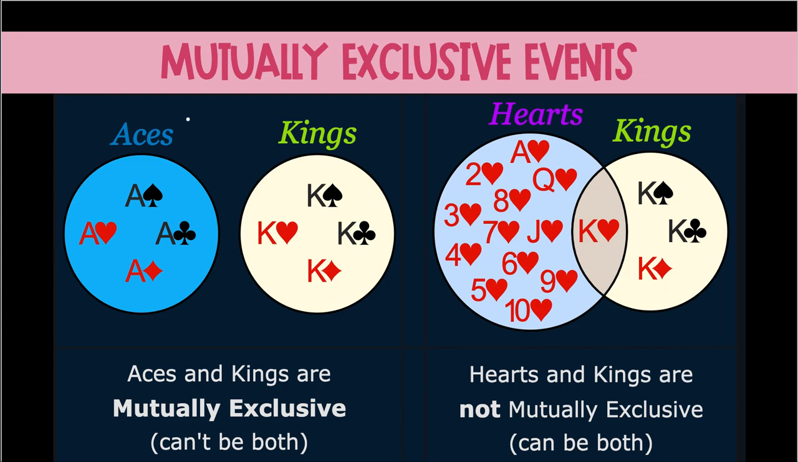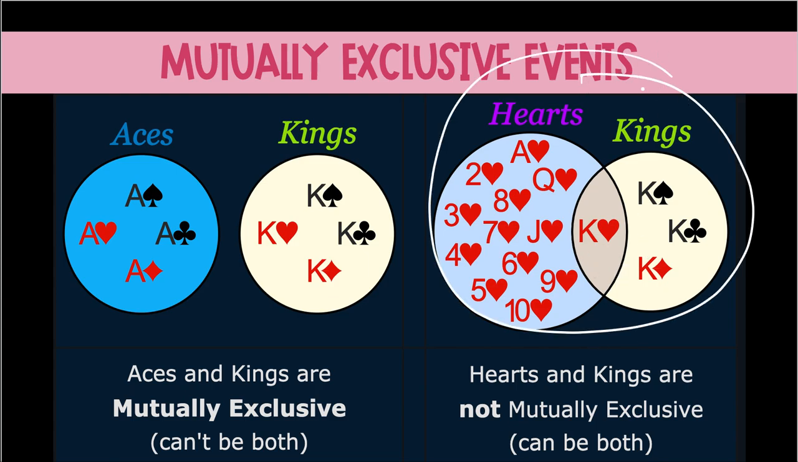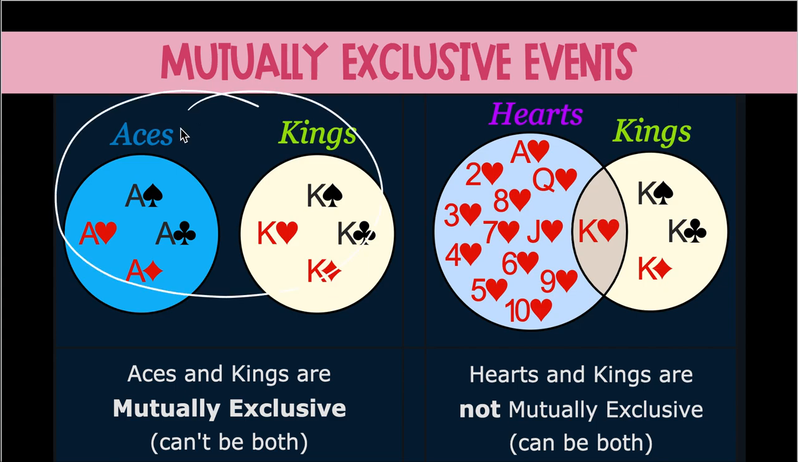For example, getting an ace and getting a king. It's either or. You cannot have an ace king when you draw a card from a deck of cards. But if we were talking about the events getting a heart or getting a king, we do have one card that is both a king and a heart. Hearts and kings would be not mutually exclusive events. Aces and kings would be mutually exclusive events.